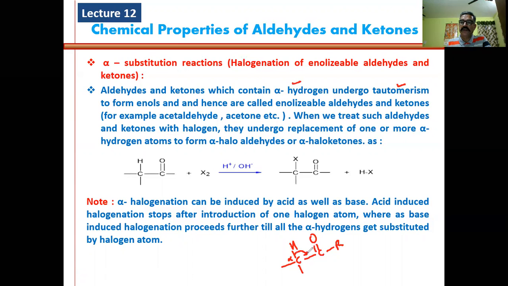So the alpha hydrogen atom can enolize and form the enol form like this. That is why we call them enolizable aldehydes and ketones. Those aldehydes and ketones which contain alpha hydrogen atom, that is alpha hydrogen with respect to carbonyl group, they can enolize and hence we call them enolizable aldehydes and ketones. This is enol form. Usually enol form is less stable than the oxo form, carbonyl form, because of the repulsion of lone pair to the pi.